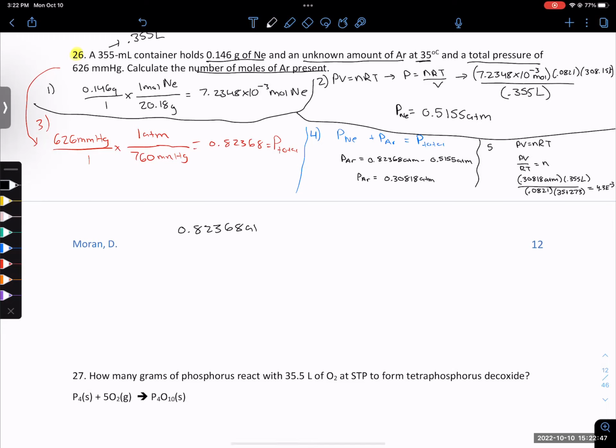0.82368 atmospheres is our P total. We already know that. Now we use PV. He found the total moles, and just subtracted the moles of neon to get the moles of argon.